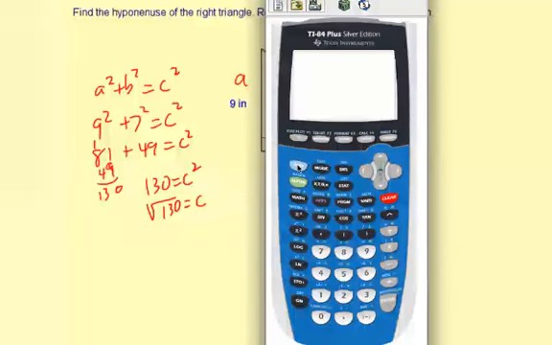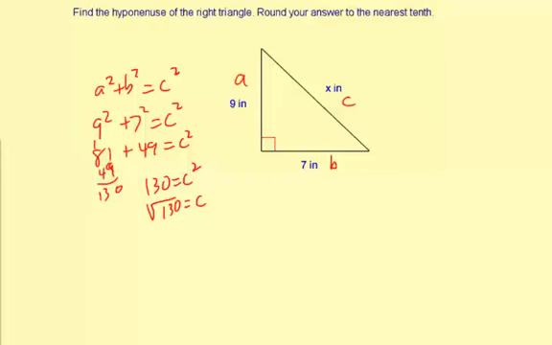So we're just going to do square root of 130, 11.4. So 11.4 equals C. So right here we could say that the hypotenuse is 11.4 inches.